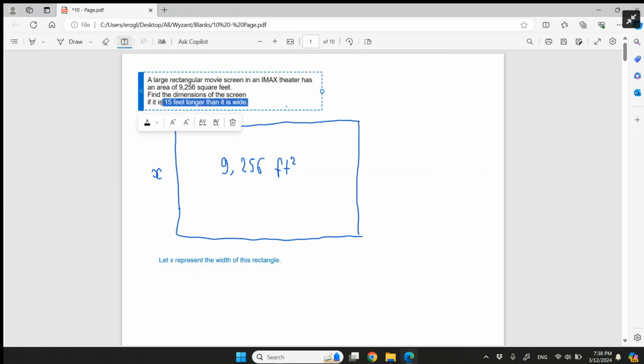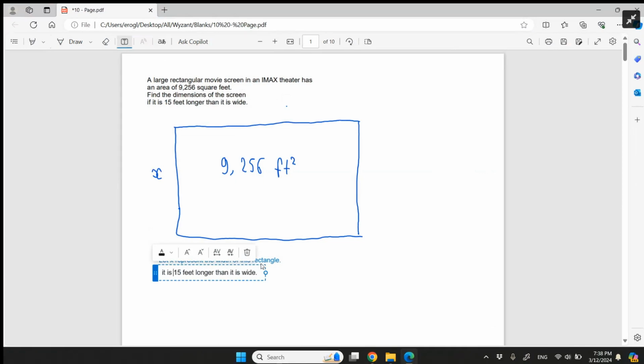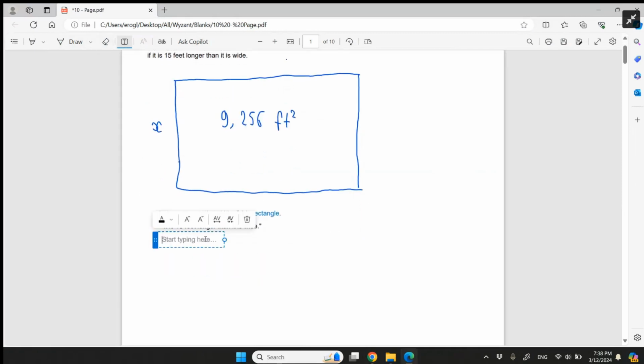Now, the key sentence here is that this rectangle is 15 feet longer than it is wide. So based on the sentence, how can we write the length of this rectangle in terms of its width, meaning in terms of x? Please take a moment to think about this question.